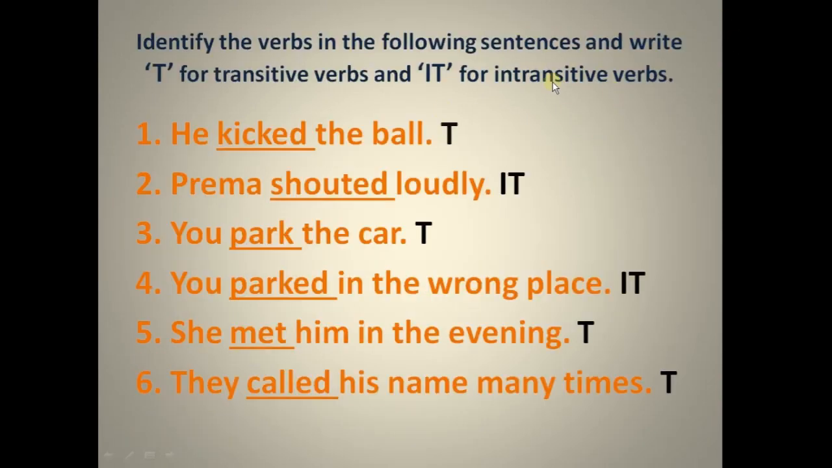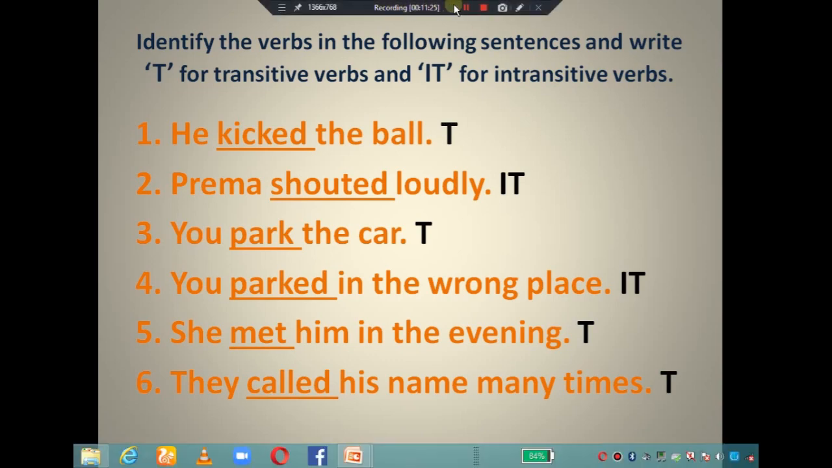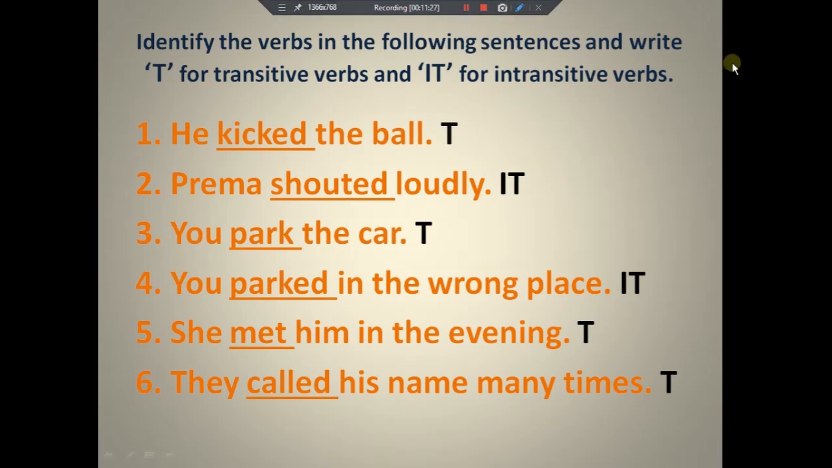This is again your classwork. In this, identify the verbs in the following sentences and write T for transitive and IT for intransitive. Again, as I told you, while doing, first of all, we will put the question word. Who we have to see here. The next one, what was there. The next one, to whom was there. After that, for whom. Okay. And these question words belong to whom? That belongs to the direct object.